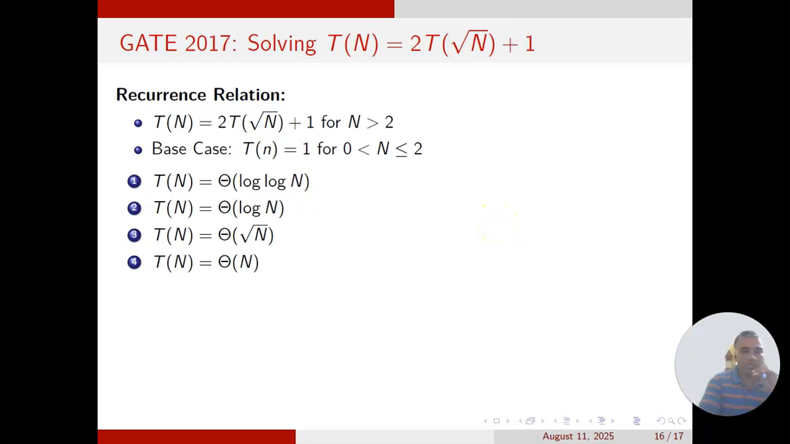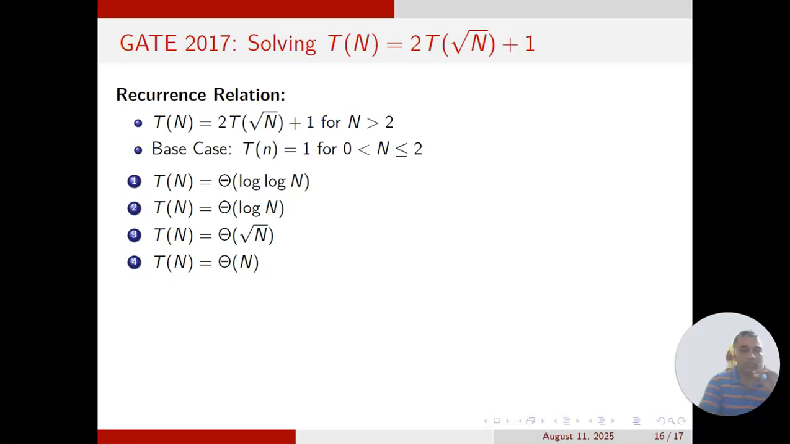Okay, solve the following recurrence relation. T of n is equal to 2 into T of square root of n plus 1 for n greater than 2, and T of n is equal to 1 for the base case. So there are 4 options given. Now how to solve this recurrence relation?